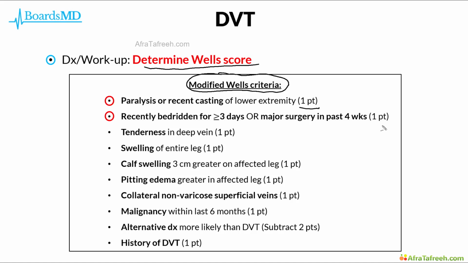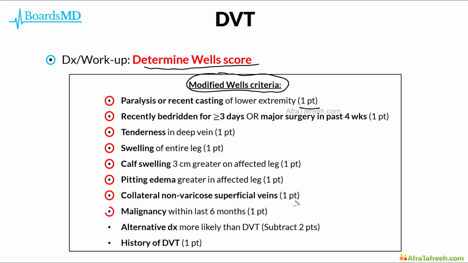The next several criteria of the modified Wells criteria are related to the patient's symptoms as well as our findings on physical exam. If the patient has tenderness in a deep vein, then they get 1 point. If they have swelling of an entire leg, they get 1 point. If they have calf swelling that is 3 centimeters greater on their affected leg when compared to the unaffected leg, then they get 1 point for this. If they have pitting edema greater in their affected leg, then they also get 1 point. And if they have collateral non-varicose superficial veins, then this also gives them 1 additional point.